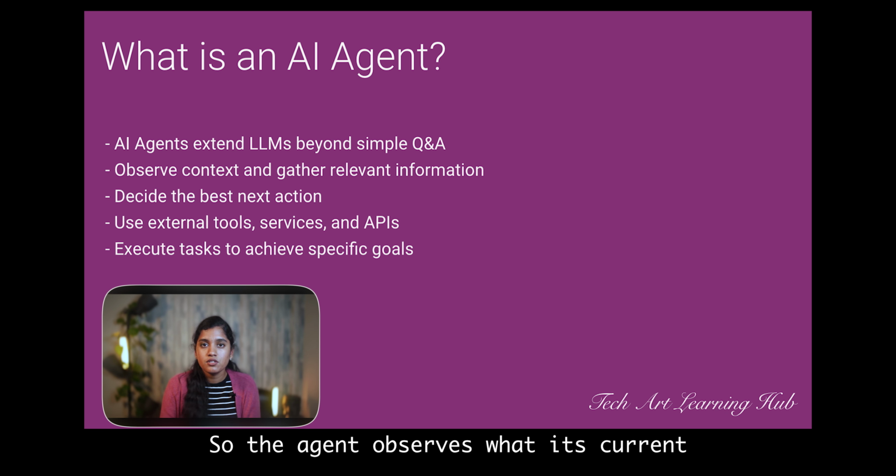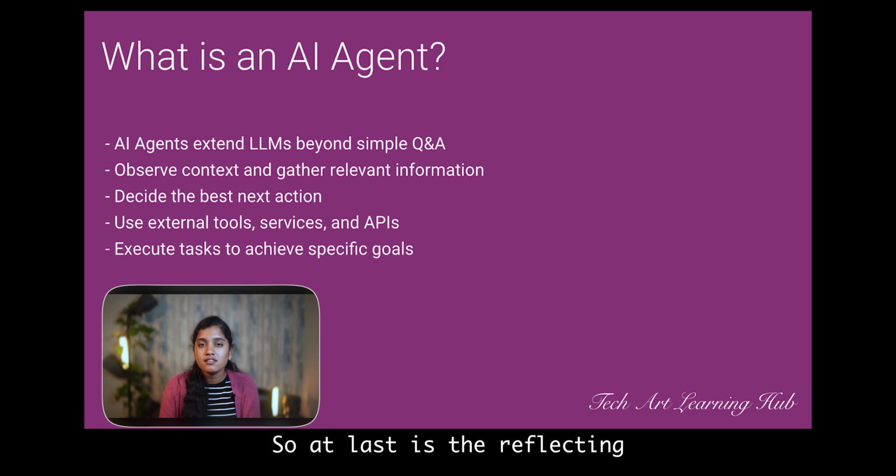So, the agent observes what its current situation is or what the context is about. It could be a user input, the results from the previous action, or the data from a database or a file. In the second phase, based upon the context, it chooses what action it has to take. Once it has made its decision, it performs the third phase, which is execution. It executes that action using tools or APIs, and after this execution, the results are attained.